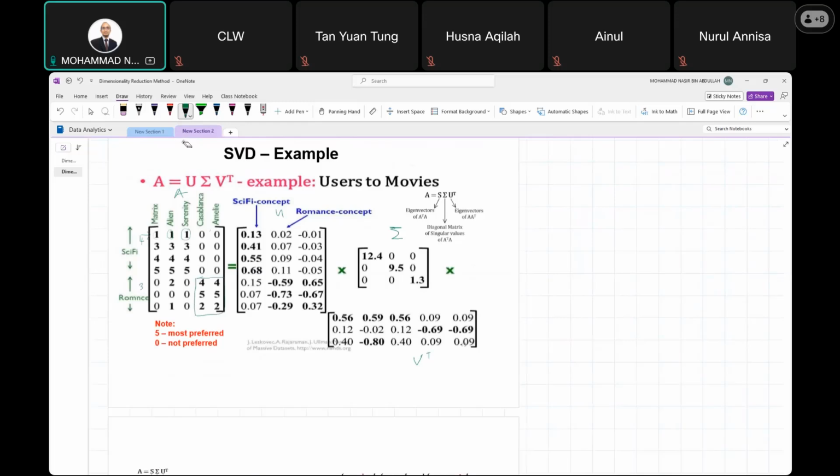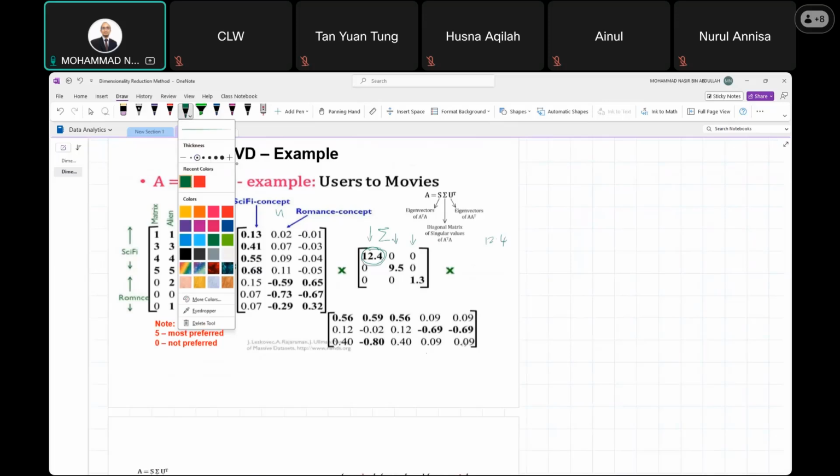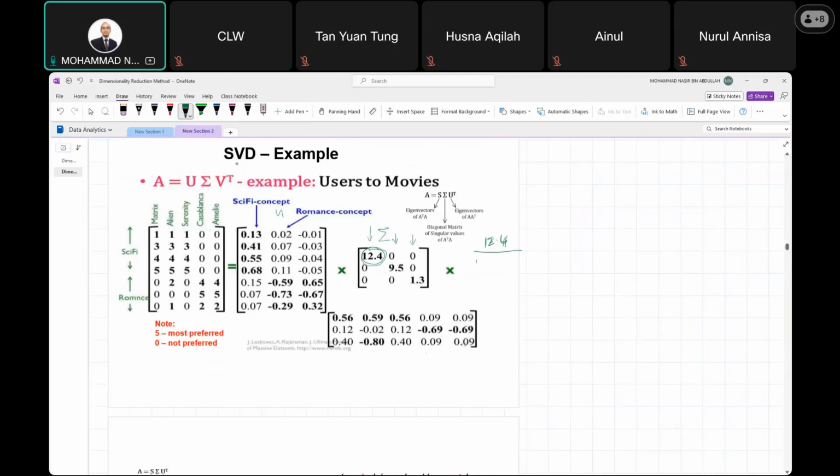So to know how many components to retain, how many dimensions to reduce or how many dimensions to retain in the matrix A, it will depend on the singular diagonal matrix sigma. So this is 12.4. The singular values will be arranged from the largest value to the smallest value. So this one will represent the first component, this one the second component and the third component, right? So let's look at the first value of the diagonal, 12.4 divided by the total of all singular values, right? This one, 1.3, this one should be equal to, I think, 54.